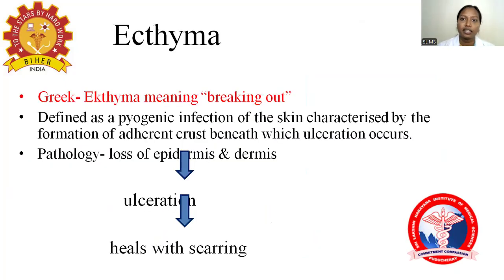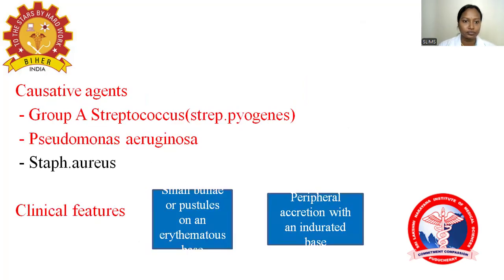Next, we are going into ecthyma. Ecthyma means breaking out. It is an infection characterized by adherent crusting. This is a slightly deeper pyoderma, and the crusting looks chocolate colored. The pathology is as follows: epidermis is lost, there is ulceration, and it heals with scarring because naturally it is a deeper infection. The causative organism is group A Streptococcus, rarely Pseudomonas aeruginosa or Staph aureus.